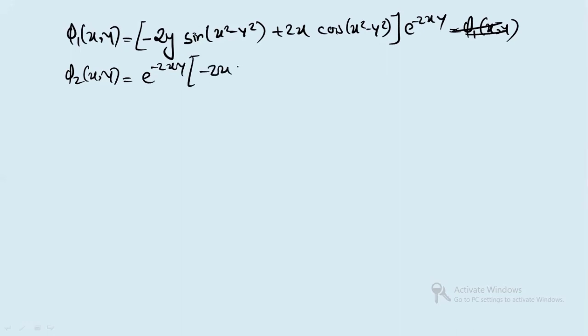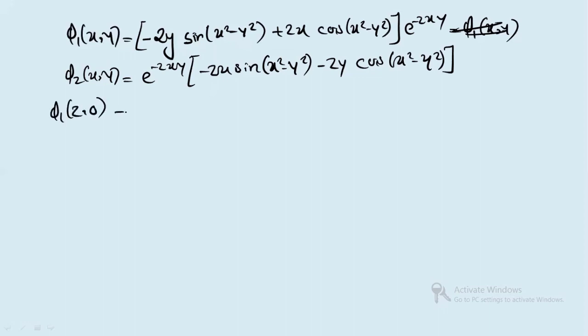Minus 2x sin(x² − y²) minus 2y cos(x² − y²). All right, so this is what we got. Now we will write φ1(z, 0). This term will become 0. In this case, φ1 will give you 2z cos z², because y is 0.